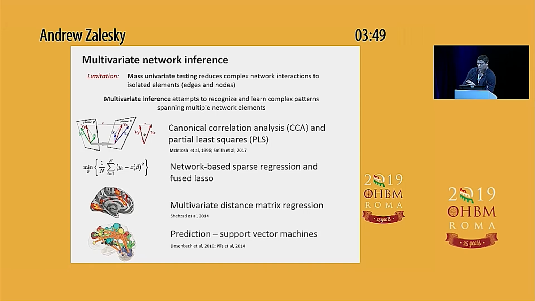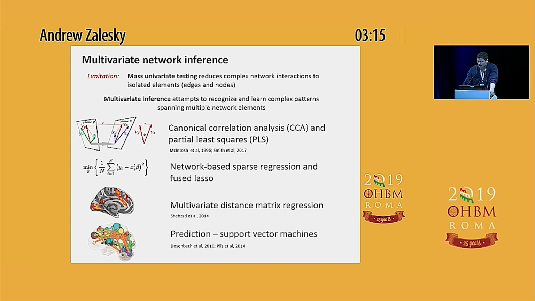I haven't considered multivariate approaches for performing network inference, and this is a growing area of research. The disadvantage of what I've just presented is that we treat every individual edge independently. So we fit our general linear model to each edge without consideration of what's happening at another edge. With multivariate inference, we're really interested in looking at complex patterns that span multiple edges, multiple subnetworks, and testing how these relate to behavior or between-group differences.